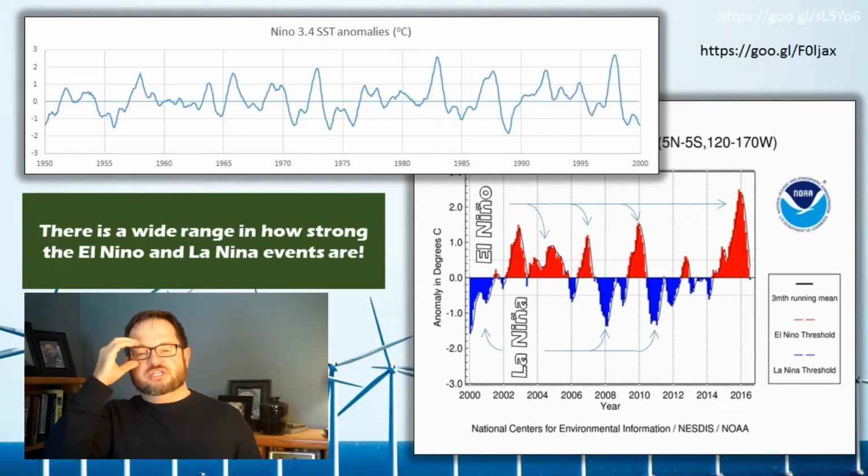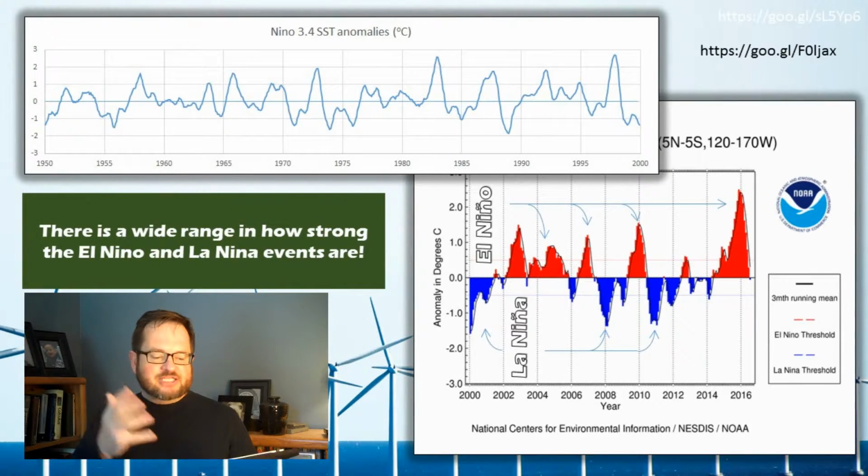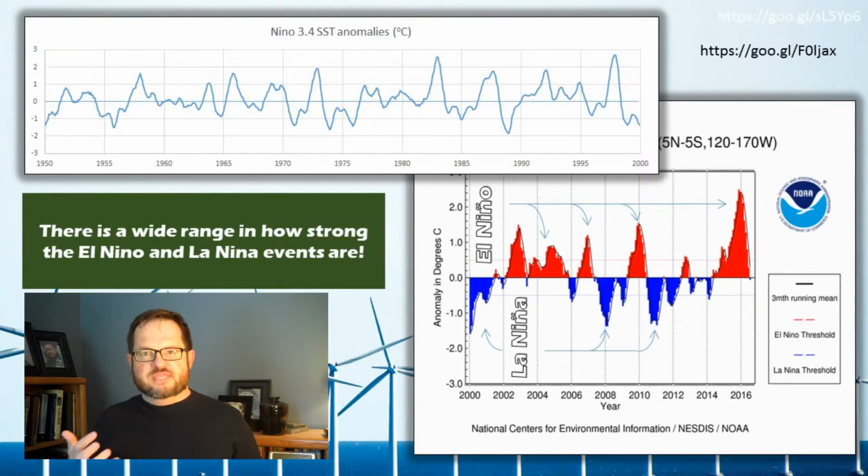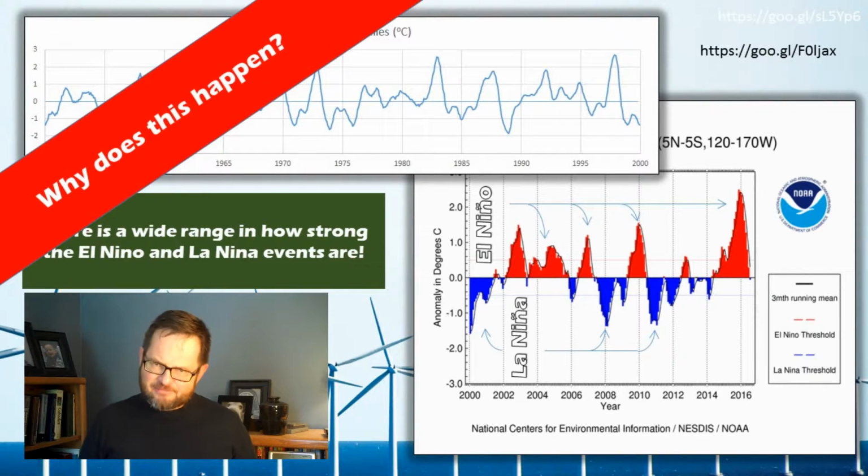I also want to draw your attention to the fact that there is a very wide range in how strong these El Nino events are. You can see how some of these events that I'm pointing to had much warmer water temperatures than the others. In fact, that 2015-2016 El Nino event was very large in terms of the water temperature anomalies across the Nino 3.4 region. Why? Why is this happening?